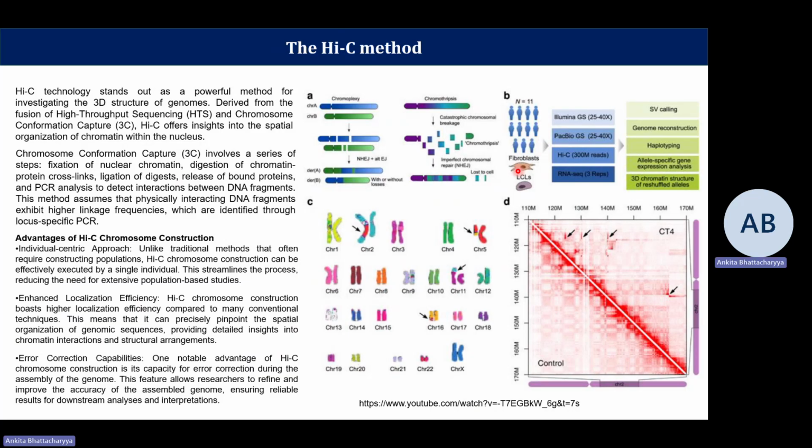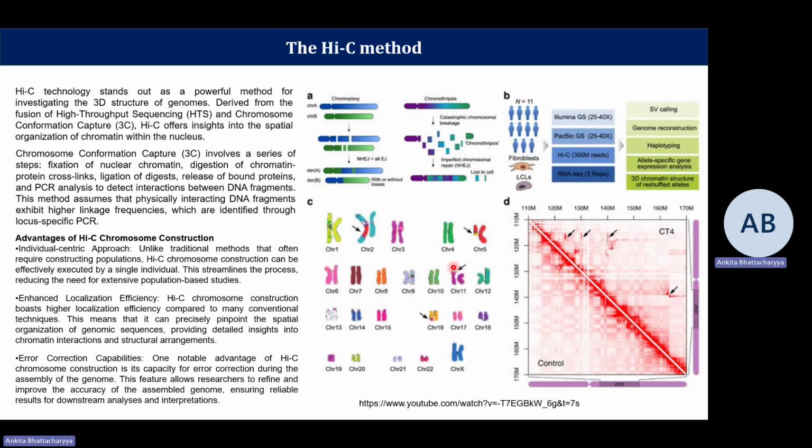B is for fibroblasts and LCLs. They have Illumina GS, PacBio GS, IC, RNA-seq, etc. You do structural variant calling, genome reconstruction, haplotyping, allele-specific gene expression analysis, 3D chromatin structure of reshuffled alleles, etc. Here you see these chromosomes between chromosome 2 and 16. There has been some exchange, so that can be detected as well.